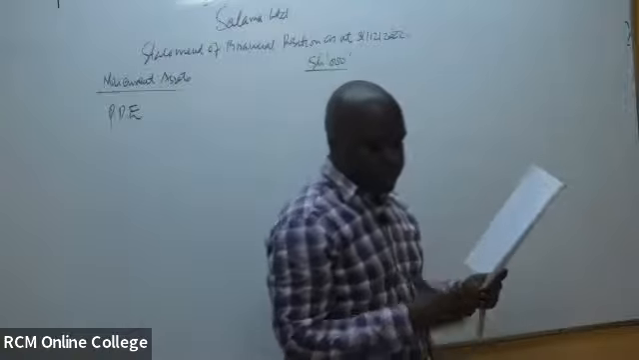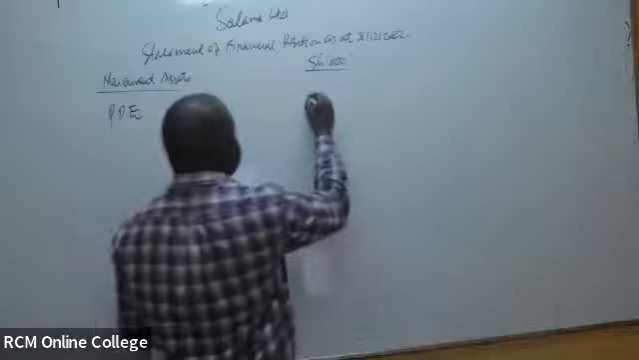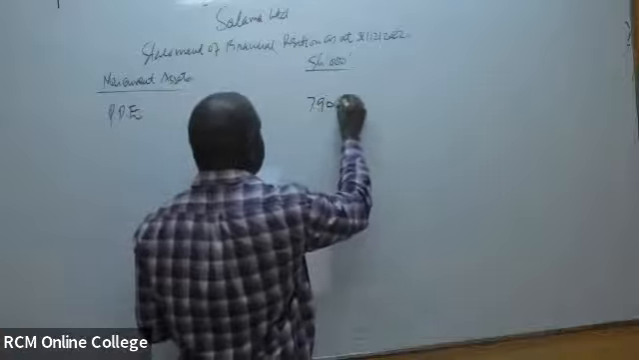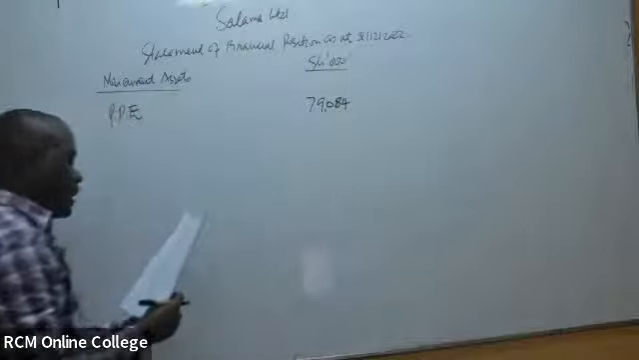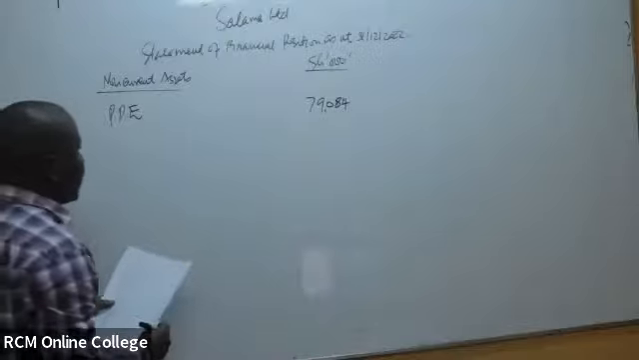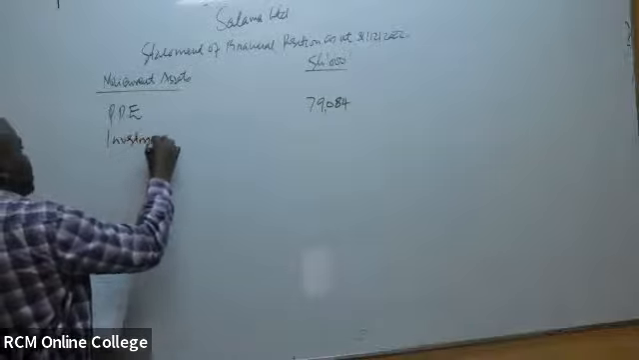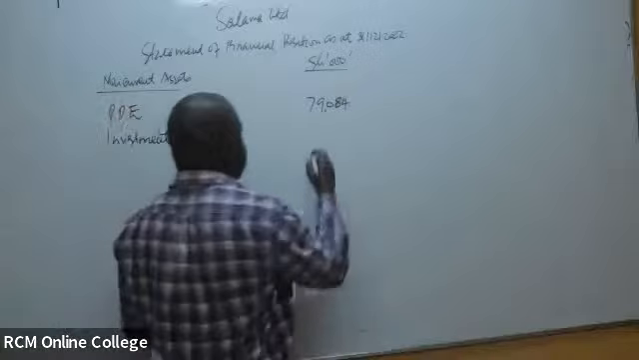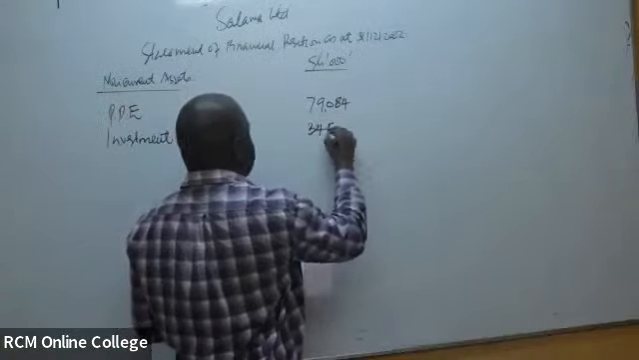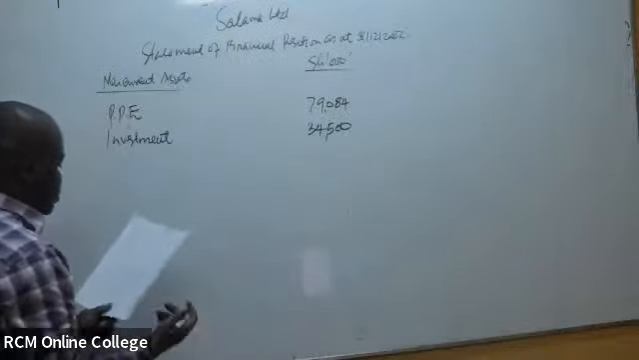We've gotten a figure of 79,084. Then you can look at any other item that fits there as a non-current asset. So we have investment. From the TO balance, it is 34,500. So there's no other item.